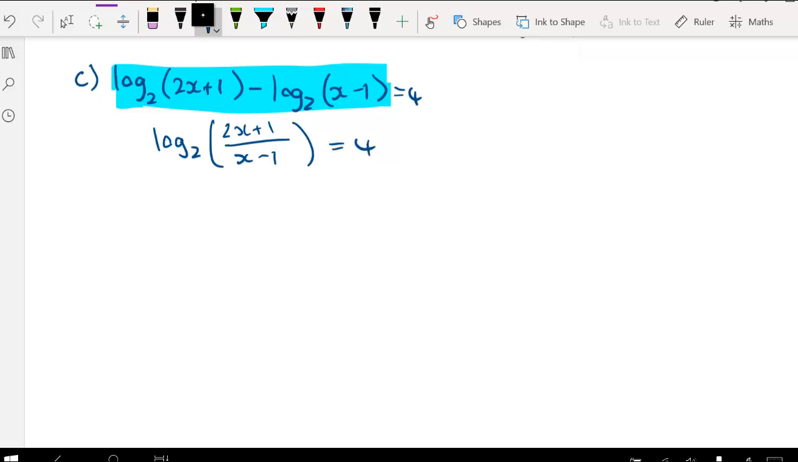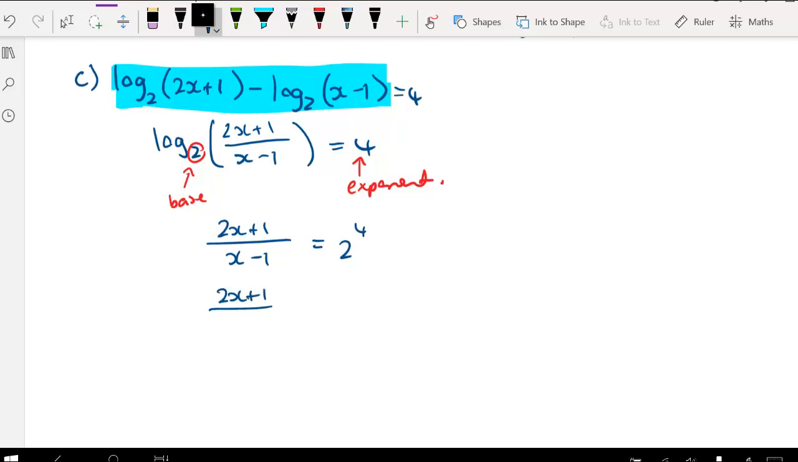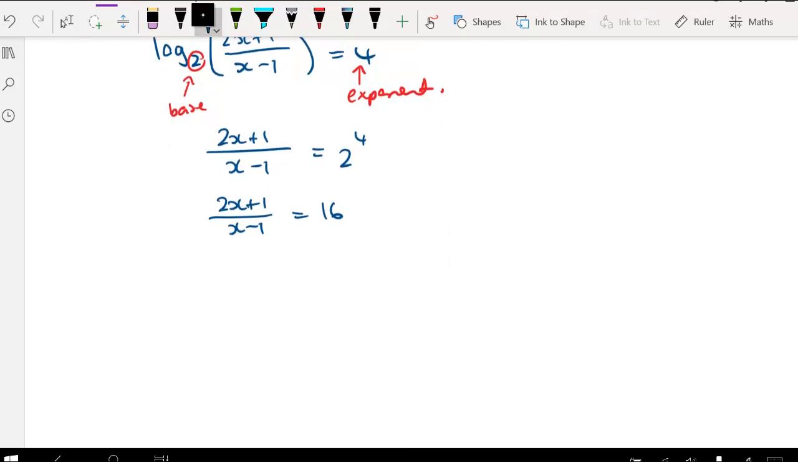is equal to 4. And so now we have it in a form where we've got our base and our exponent. And so therefore we can write this as 2x plus 1 over x take 1 is equal to 2 to the power of 4. So we have 2x plus 1 over x take 1 is equal to 16. And when we multiply both sides by x take 1, we get 2x plus 1 is equal to 16 lots of x take 1. 2x plus 1 is 16x take 16.